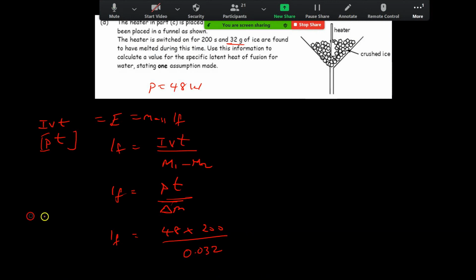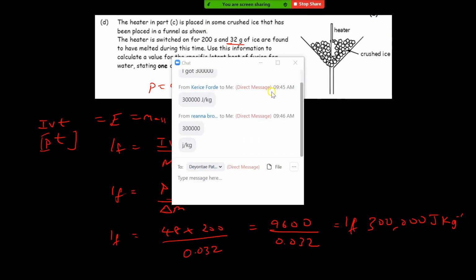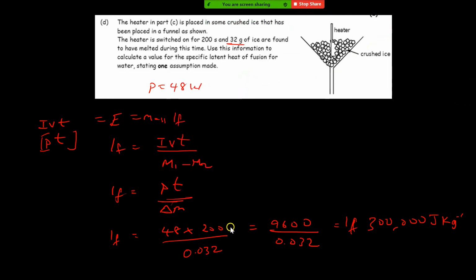So 48 times 200, we're getting 9600, divide that by 0.032. So LF is going to be 300,000, and this is joules per kilogram.